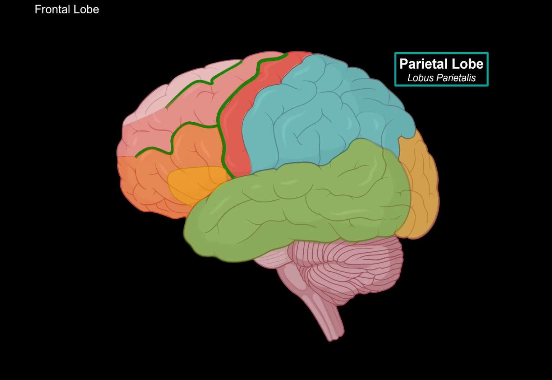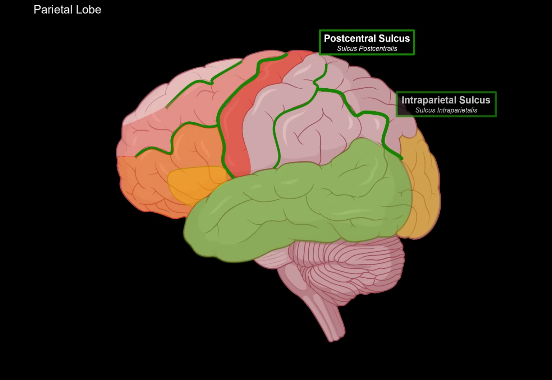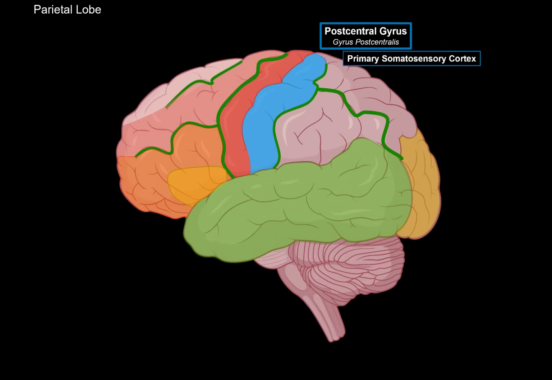Now, let's do the parietal lobe. The parietal lobe has a postcentral sulcus. It's post because it lies after the central sulcus. Then there's the intraparietal sulcus separating the parietal lobe into two lobules. Alright, let's do the gyri. Here we will find the postcentral gyrus, which is the primary somatosensory cortex, and that again receives sensory information regarding touch, pain, temperature, and proprioception, which is basically the position of the different body parts.